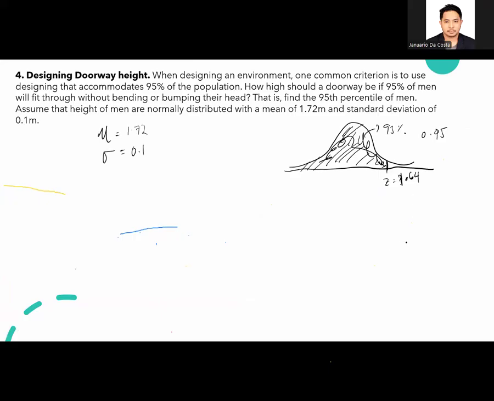Okay, so what is that height? So that means 1.64 is equal to, so the z-score formula is what? What is the z value? The formula is z equals x minus mean divided by standard deviation. You know your z-score to be 1.64. You don't know this x value, but you know the mean of 1.72. You know the standard deviation of 0.1. What is the value of x here? Huh? Value of x is what? Come on, quick, calculate.